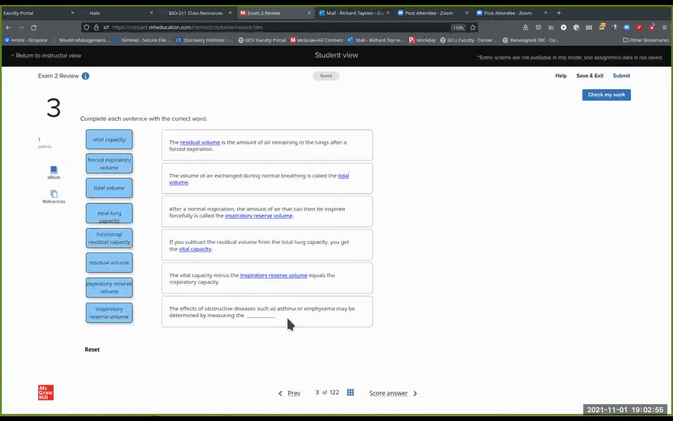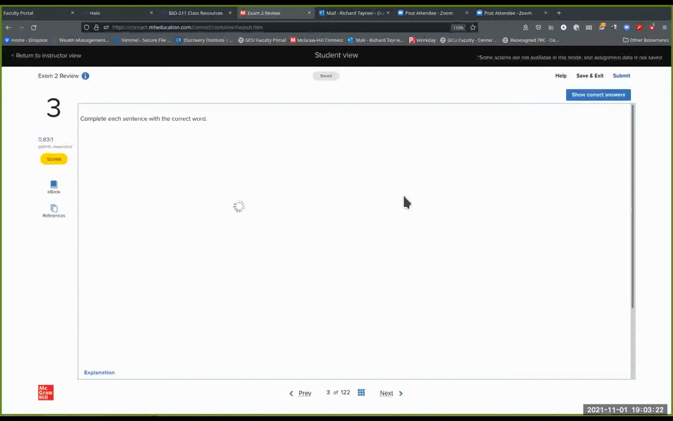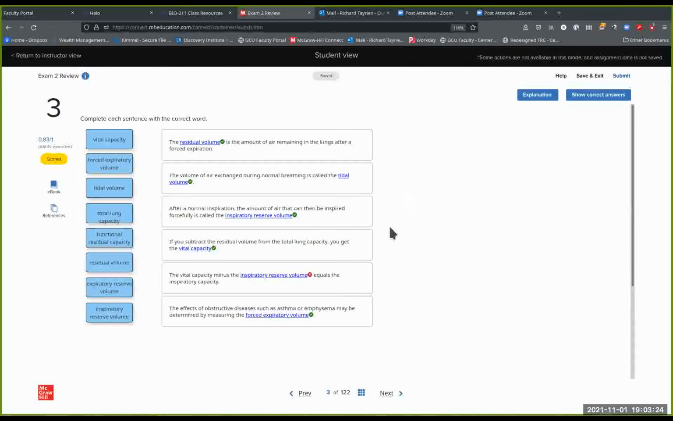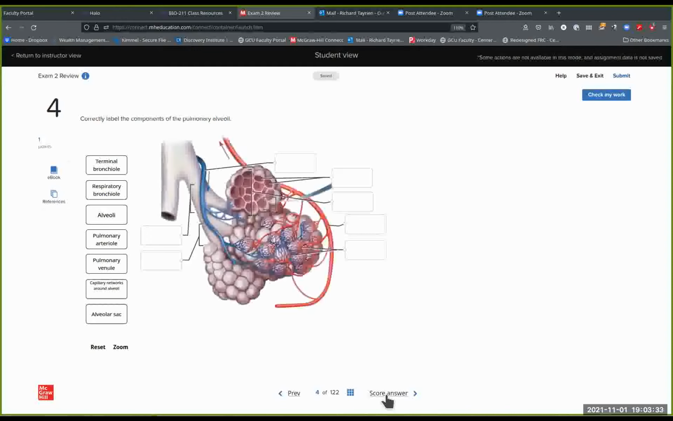And then effects of obstructive disease such as asthma, emphysema, may be determined by measuring, that's forced vital capacity. Where is it? No. Okay. I may have got that second one wrong. We'll see. You won't have anything like that on the test. Not sure what the right answer is on that, but we'll just move along. Okay, we've kind of gone through this.